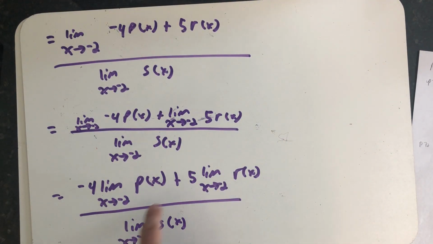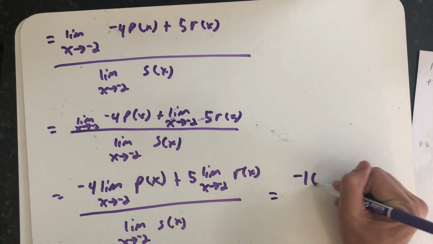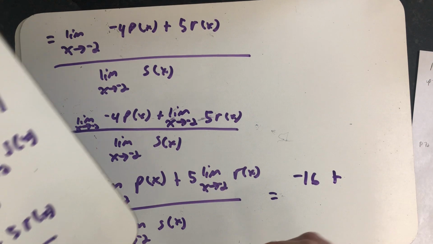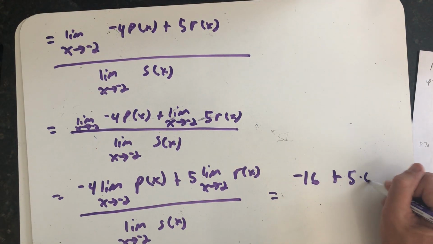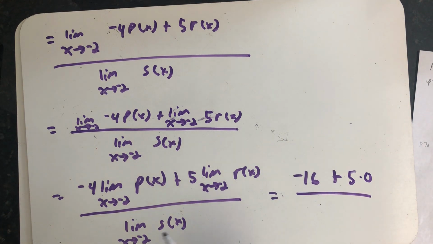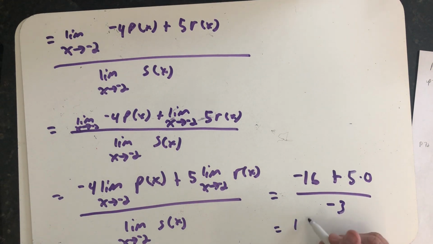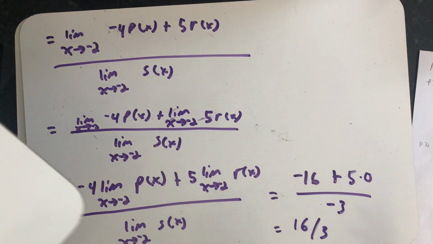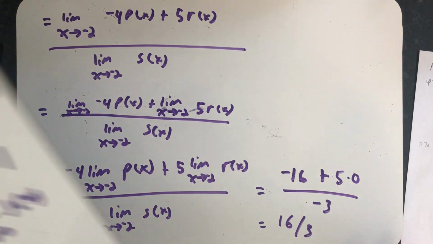The limit as x approaches minus 2 of p of x is 4, so minus 4 times 4 is minus 16, plus 5 times the limit of r of x is 0, over the limit as x approaches minus 2 of s of x, which is minus 3. So we get 16/3 in part C. So there are my answers, 1, 0, and 16/3 for problem number 56 on page 72.